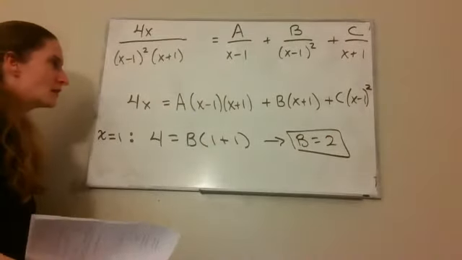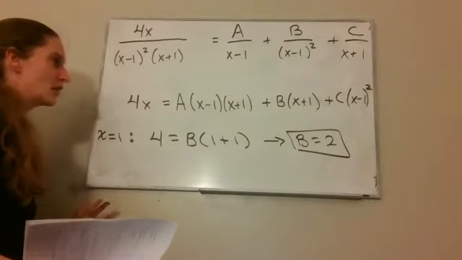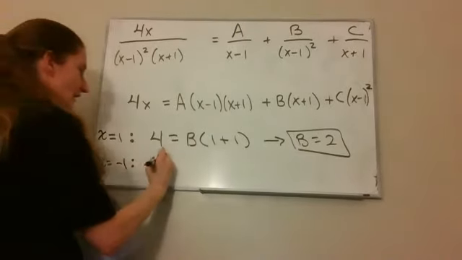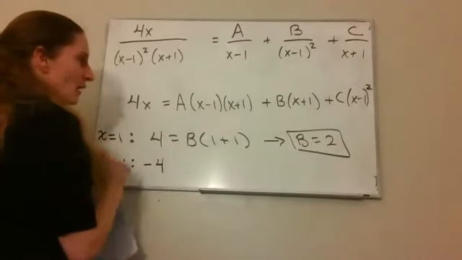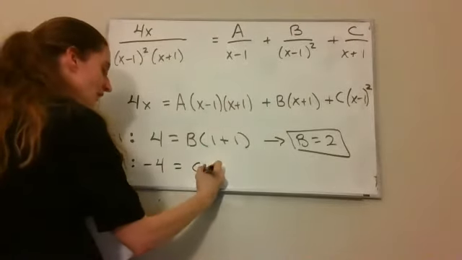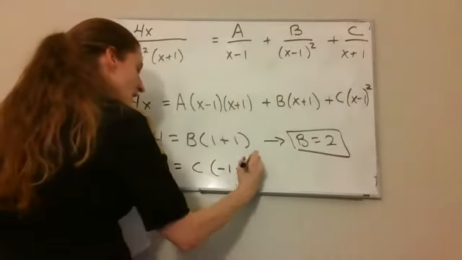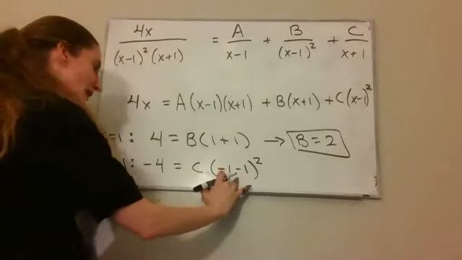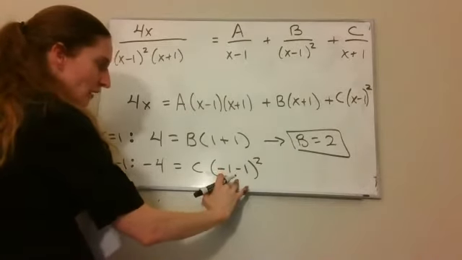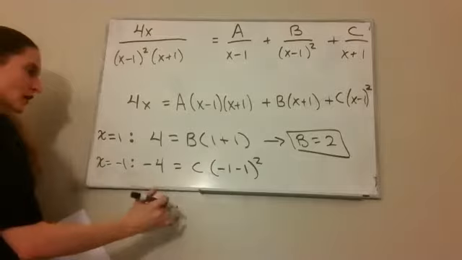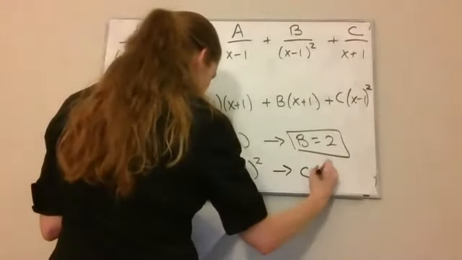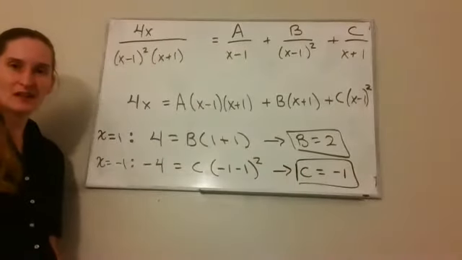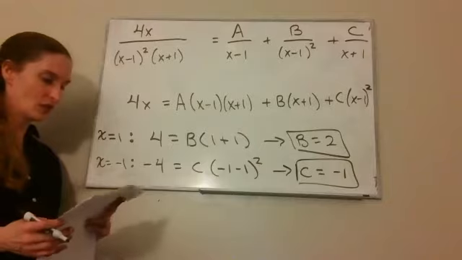And is there another easy term that I can plug in? Well, I can plug in x equals -1. When I plug in x equals -1, the a term goes away and the b term goes away, and I just have the c term, which is c times -1 minus 1 squared. Well, -1 minus 1 is -2. Square it to get 4. -4 equals c times 4 means c is -1. So now I've already found 2 of my constants without having to do all of the distribution.